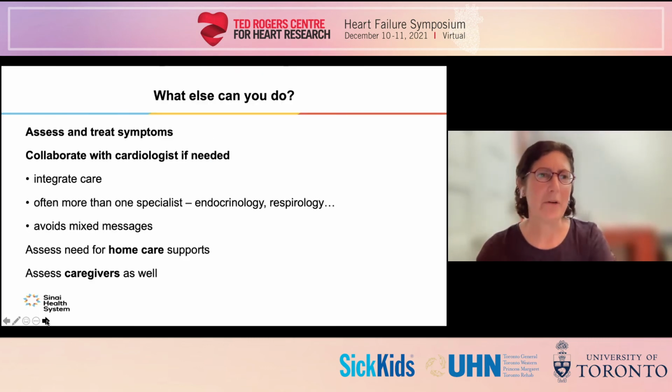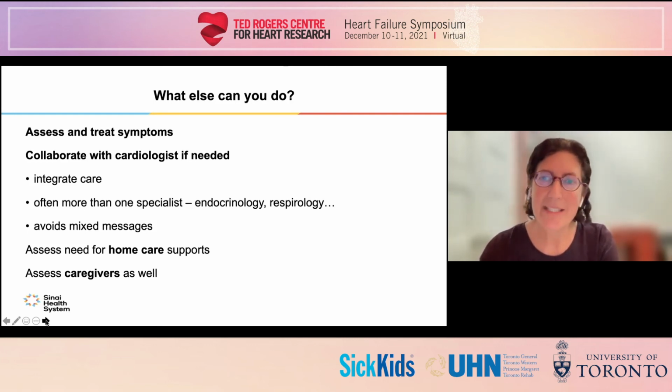What else can you do? Okay. Assessing and treating their symptoms. We're going to talk about that in a minute. Collaborating with the cardiologist if needed. If your patient is followed by a cardiologist, then connect with them, because I think one of the best things we can do is integrate patients' care. Often people have more than one specialist and they can get mixed messages.